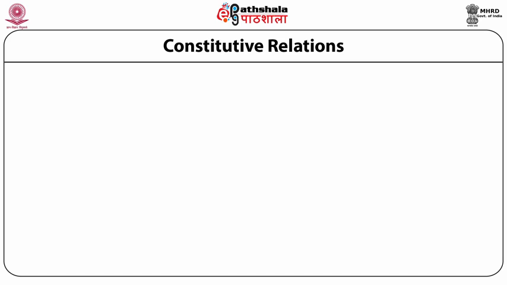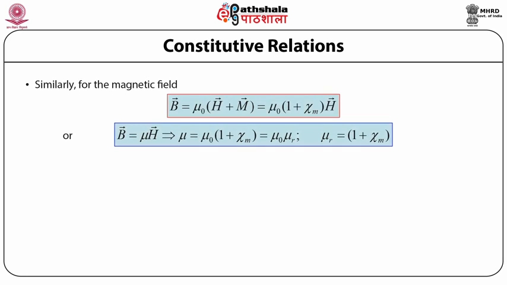Just like we have defined the constitutive relations for the electric field and the electric displacement vector in terms of the electric field vector, similarly now we define the constitutive relations for the magnetic field. The magnetic field induction vector B is equal to mu naught times (the magnetic field intensity vector H plus the magnetization vector M), and this is equal to mu naught times (1 plus xi subscript M) times the magnetic field intensity vector H.